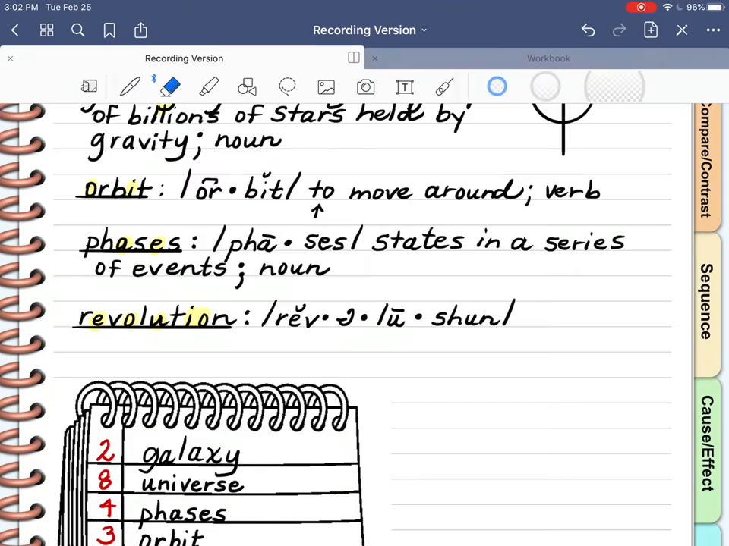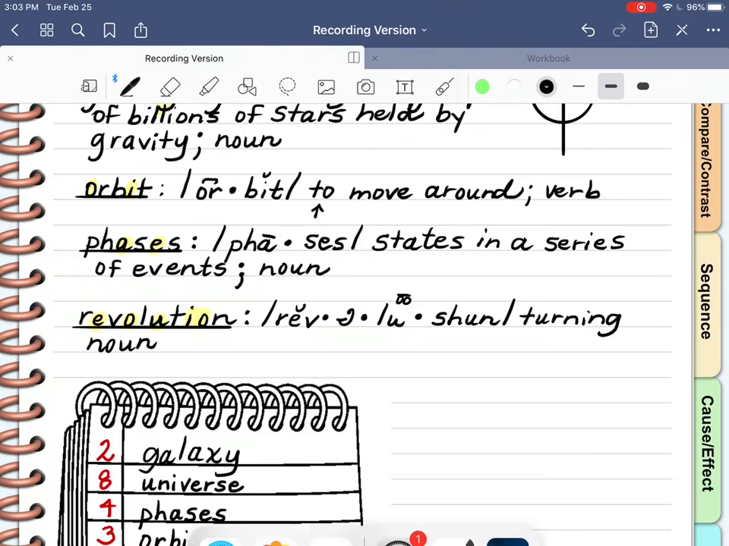Revolution. And this is really not a long U. I'm a little bit rusty on my phonics. Let's give this the oo sound. Revolution. A revolution in science simply means turning. And it's a noun. It's talking about a thing.